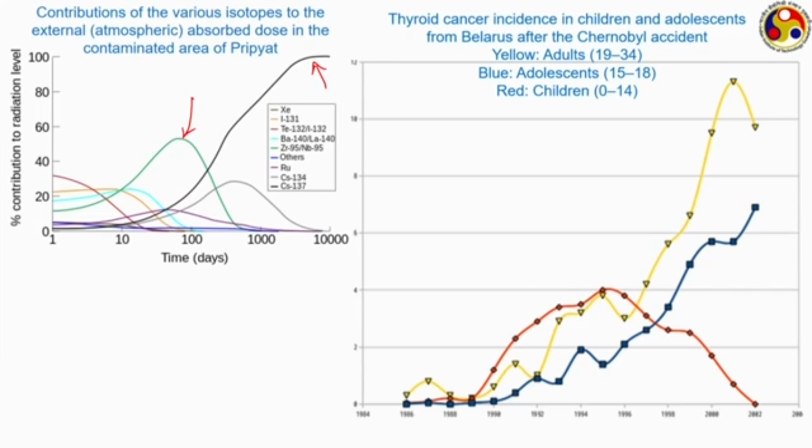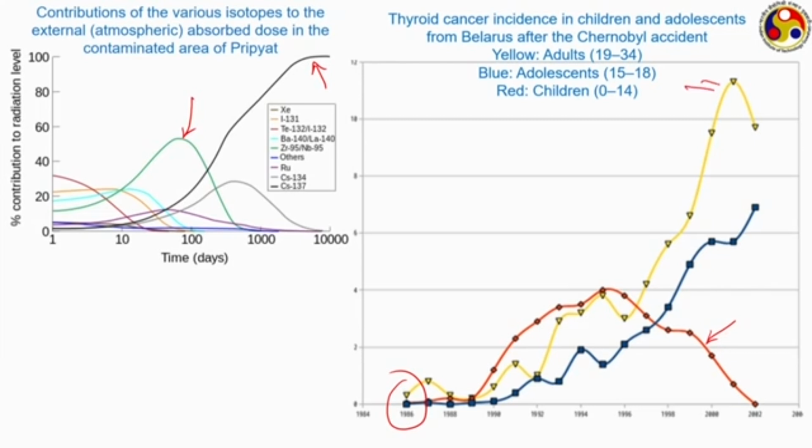This is another figure, taken from a study done by medical practitioners, which reflects the increase in thyroid cancer among children and adolescents from Belarus after the Chernobyl incident. Here the vertical axis represents the number of cases per 1000, and you can see that around 1986, when the Chernobyl incident happened, it was quite small, but it kept on increasing rapidly. The red line refers to the children; it increases and then drops down again by 2002.